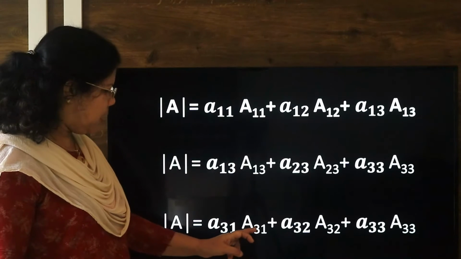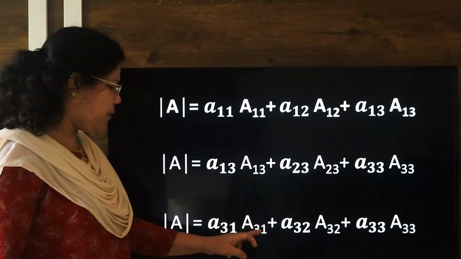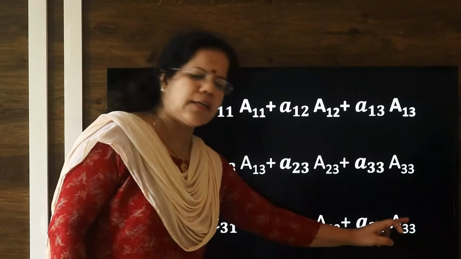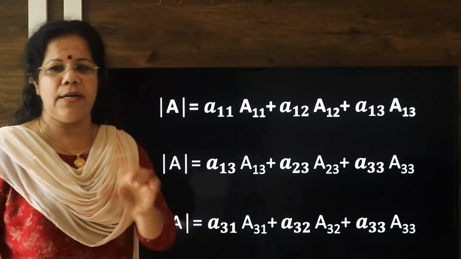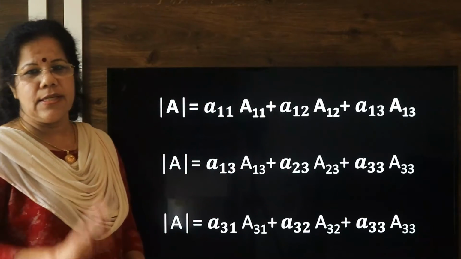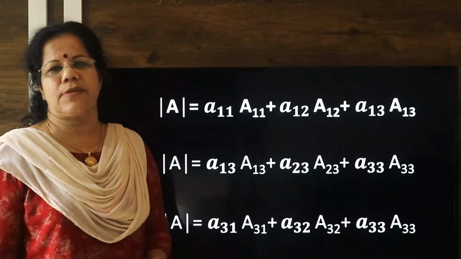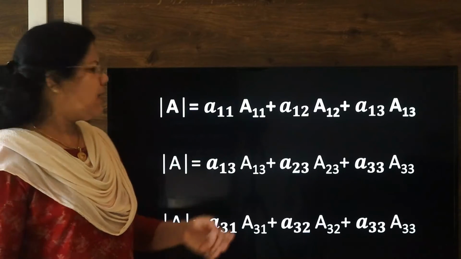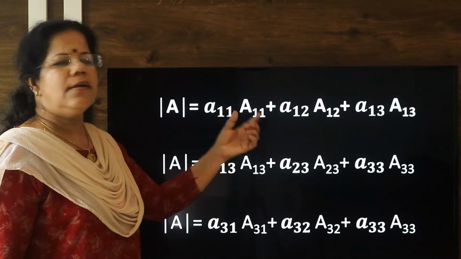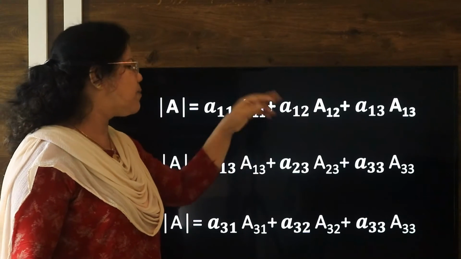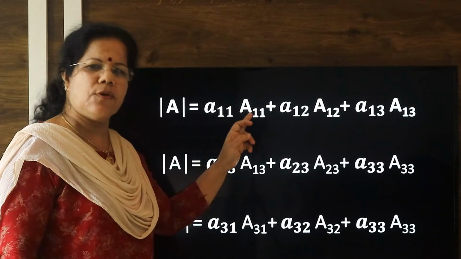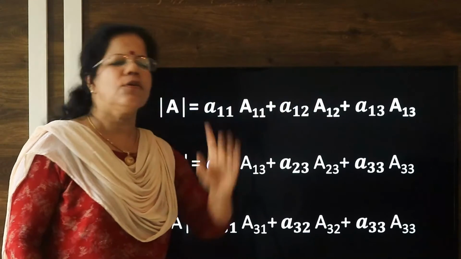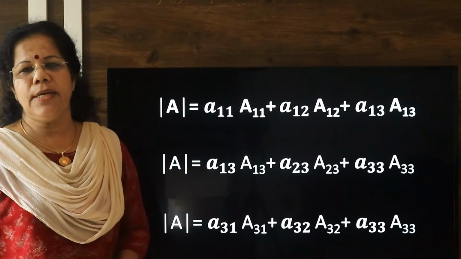Then no need to worry about this one. The corresponding cofactors A31, A32, A33, the corresponding cofactor is multiplied and added. This is the determinant A, the new concept after learning cofactor. Next, one more thing you can observe. Other than this combination, the sum of the elements multiplied with the cofactors gives you determinant A. In all other combinations, the value will be 0.